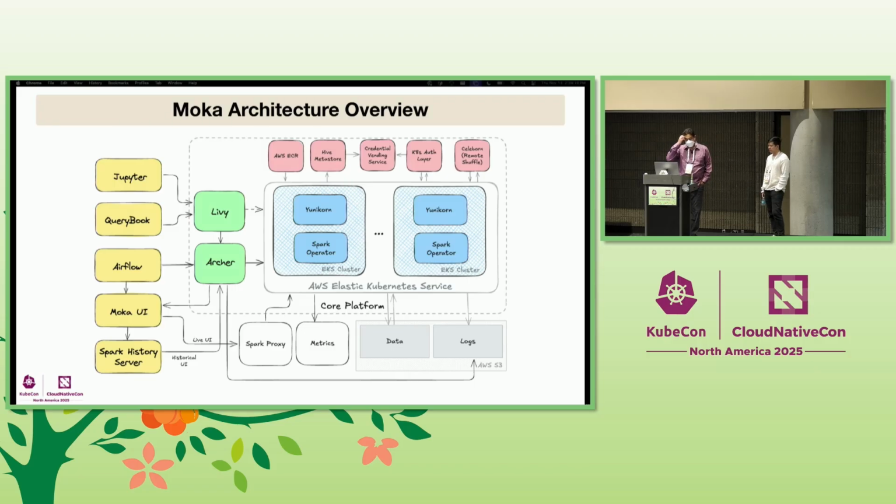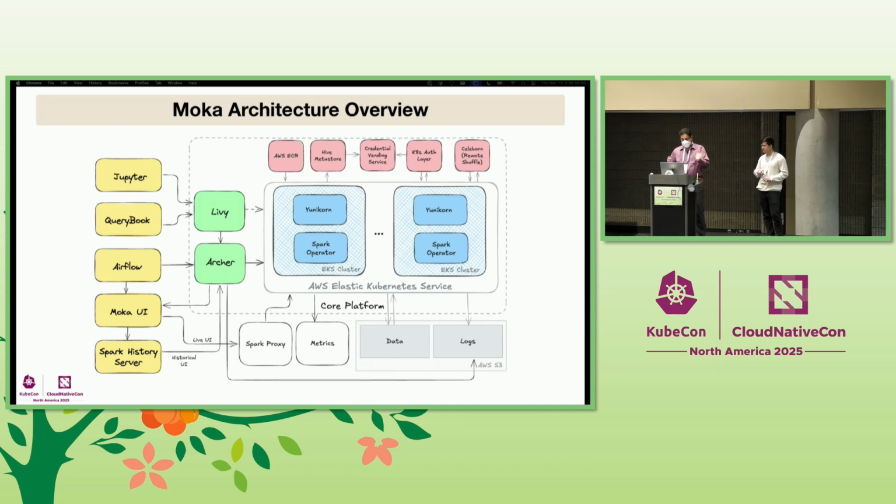So on the left, you'll see ways in which users can submit jobs into Mocha. There is Jupyter, there's Querybook, which are mainly used for dev use cases, for interactive jobs. And then users can write their own DAGs using Airflow, which then make their way downstream. So let's walk through what that looks like.